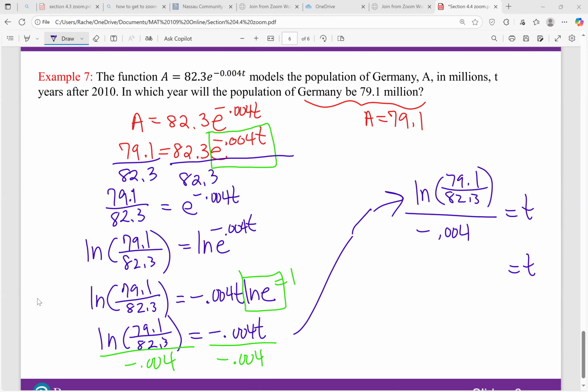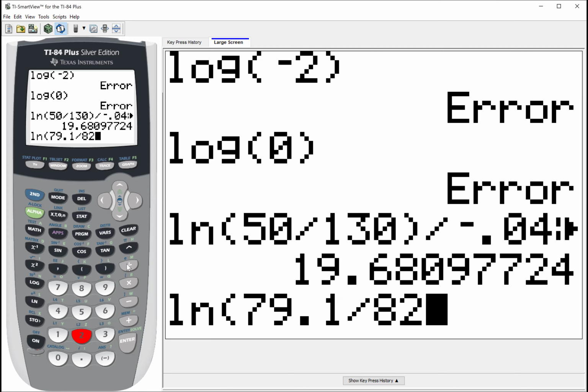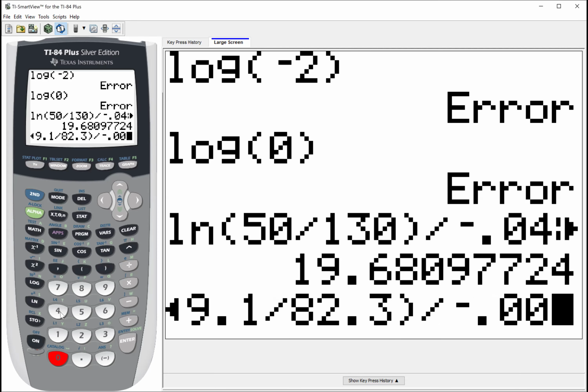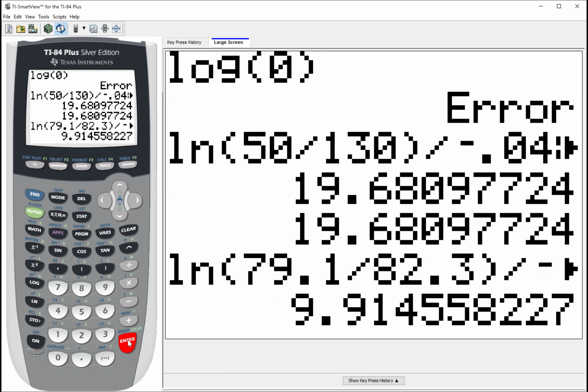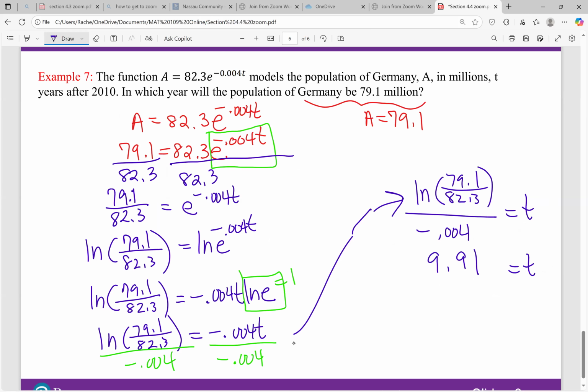All right, so in the calculator, let's type in natural log, and then in parentheses, we have 79.1 divided by 82.3. Make sure you close your parentheses. And then we divide by negative 0.004. And we get about 9.91. So t is 9.91. And remember what that represents.